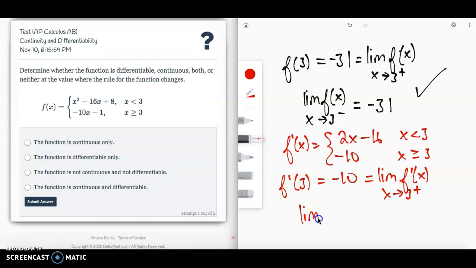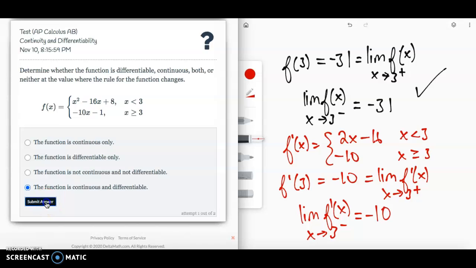And then if I check my left-hand limit, I would plug in 3 there. 2 times 3 is 6. 6 minus 16, negative 10 as well. So I would say this function is both continuous and differentiable.